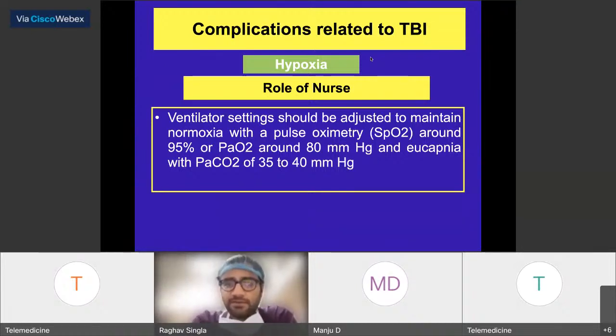As part of nursing, we maintain the oxygen saturation. As I said earlier, it should not go below 90. And whenever it is going towards 90, this is a sound for alarm. We take frequent ABG measurements as and when indicated.